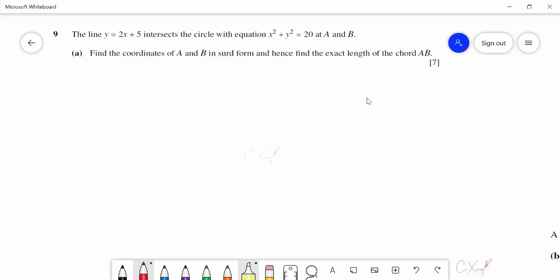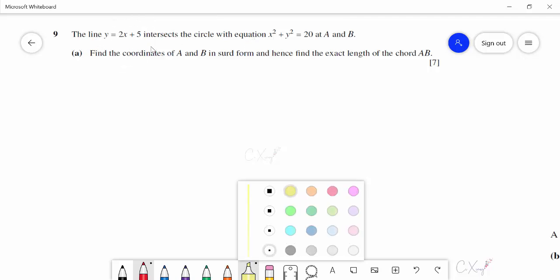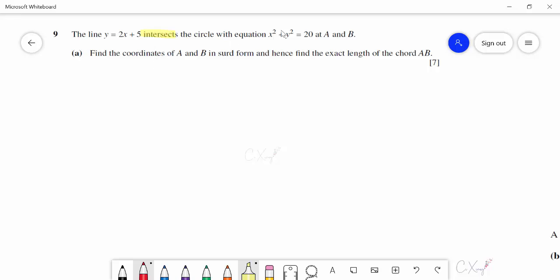Alright, now let us discuss question number 9. The question is about the line y equals 2x plus 5, which intersects a circle with this equation at A and B. They want us to find the coordinates of A and B in surd form, and after that, find the exact length of the chord AB. Generally, they want us to find the intersection points because A and B are intersection points.